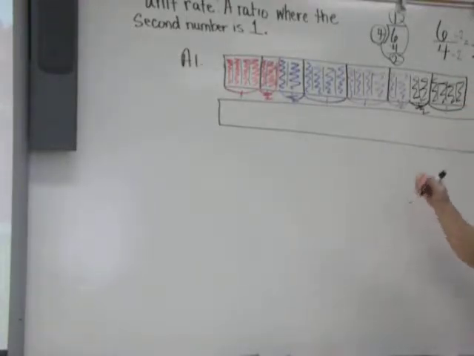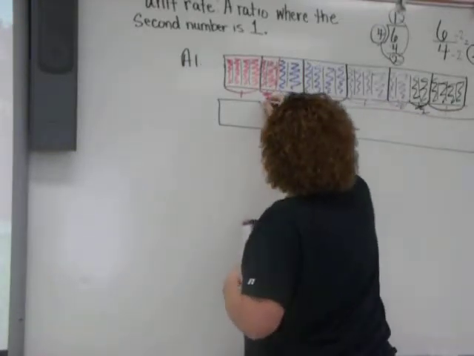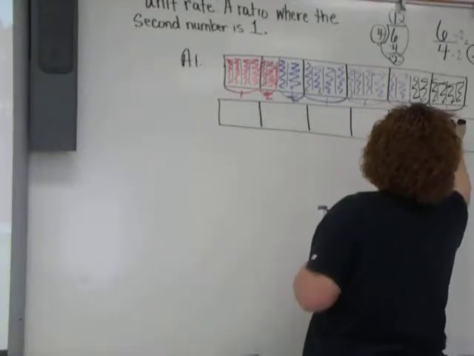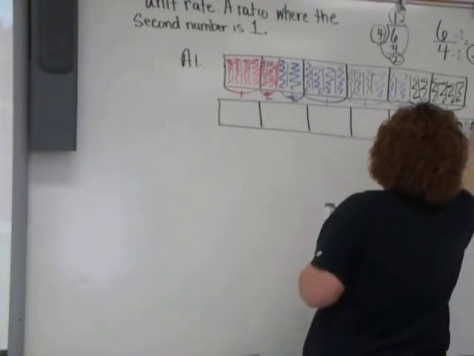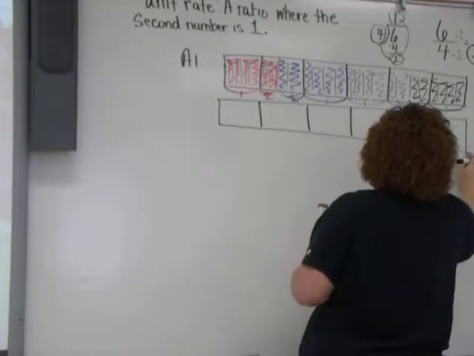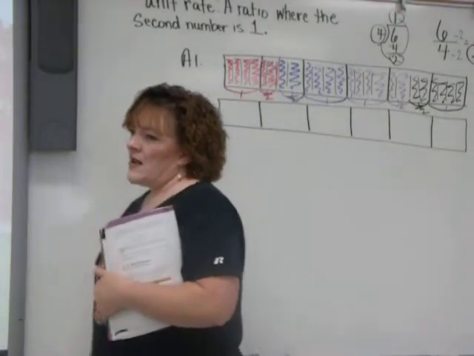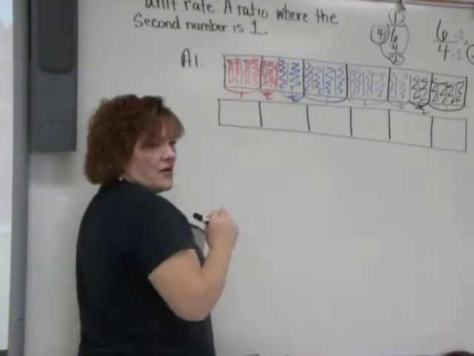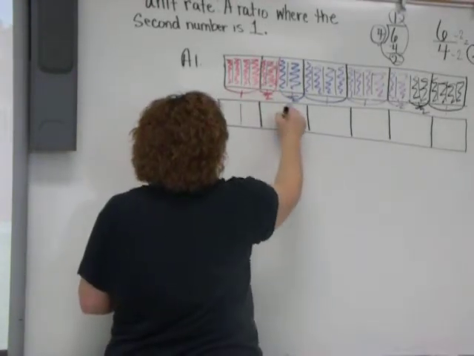So now instead of breaking it into fourths, what can I break it into? Halves. So on that second strip, to show it the second way, you're going to break that second strip up into 6 pieces. And this time, instead of breaking each piece into fourths, we're going to break each piece in half.